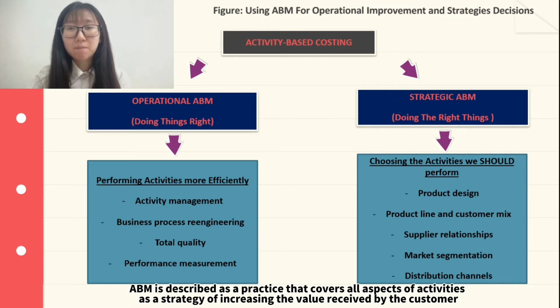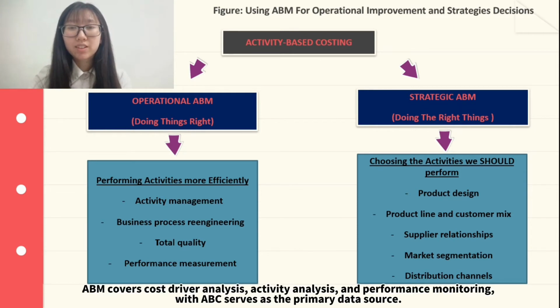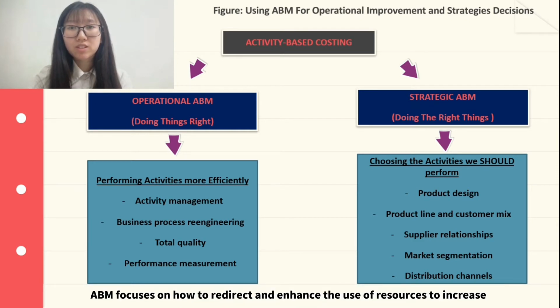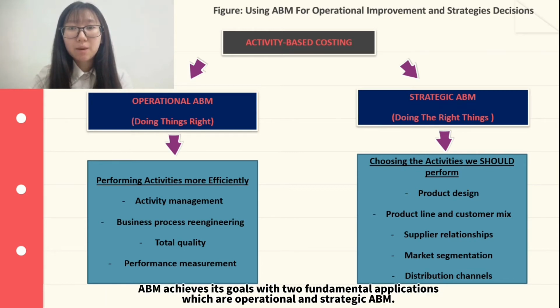ABM is described as a practice that covers all aspects of activities as a strategy of increasing the value received by the customer and the profit obtained by creating this value. ABM covers cost driver analysis, activity analysis, and performance monitoring. With ABC serving as the primary data source, ABM focuses on how to redirect and enhance the use of resources to increase the value provided for customers and other stakeholders using ABC data. ABM achieves its goal with two fundamental applications, which are operational and strategic ABM.